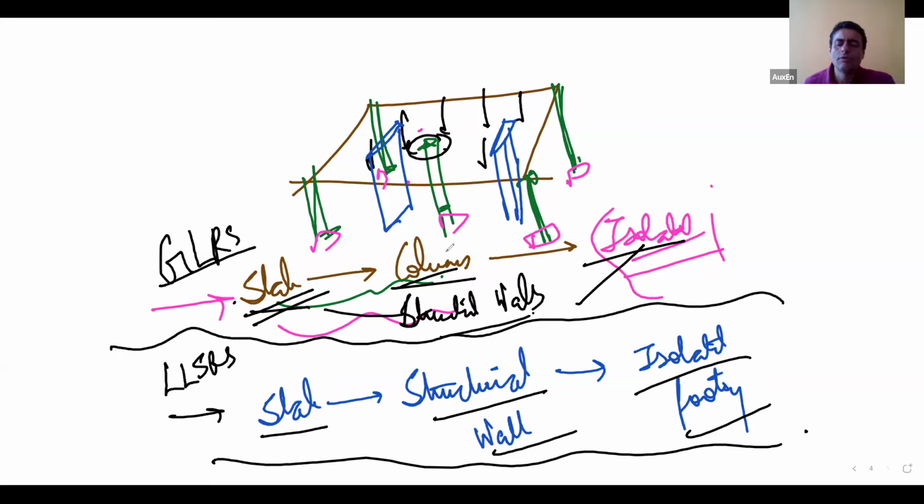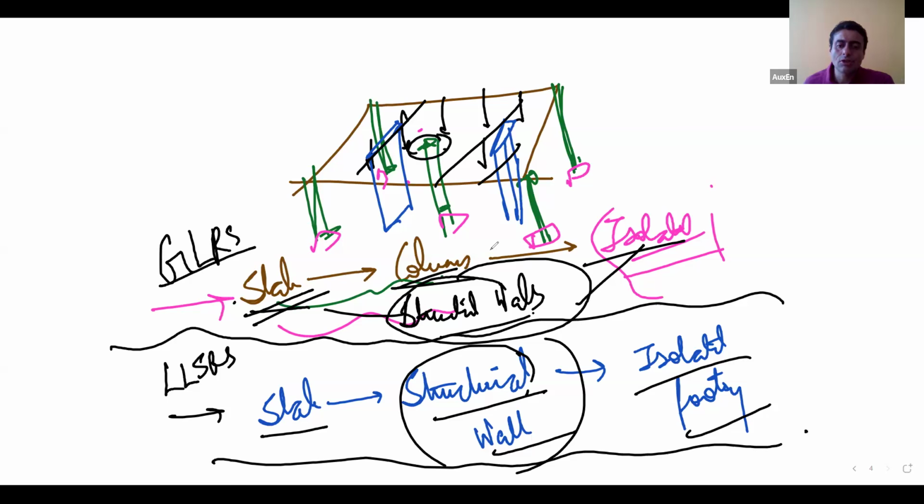Clear? So in one building itself, I have now come up with two systems, one for taking care of the gravity loads, the other for taking care of the lateral loads. And if you see, the structural walls are serving both purposes. They are there to take gravity loads also. They are there to take the lateral loads also. Are you getting this point?